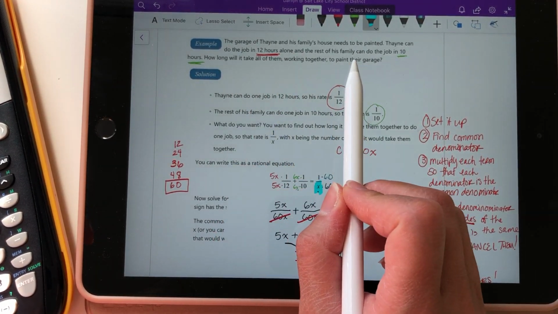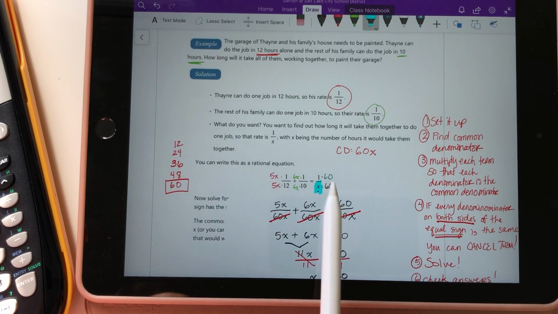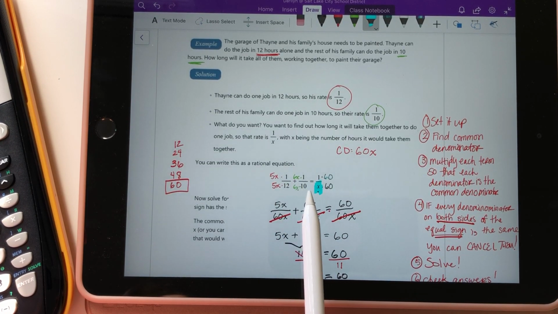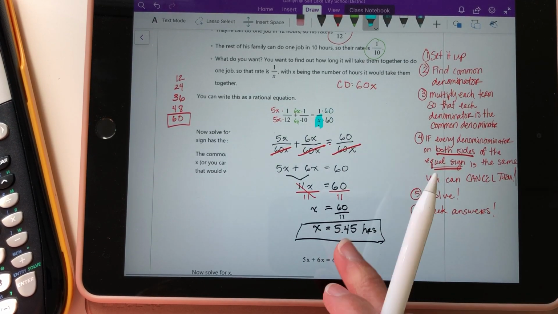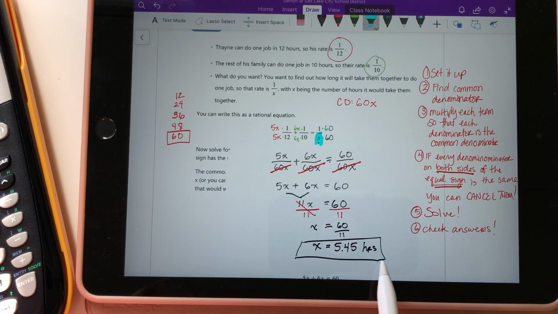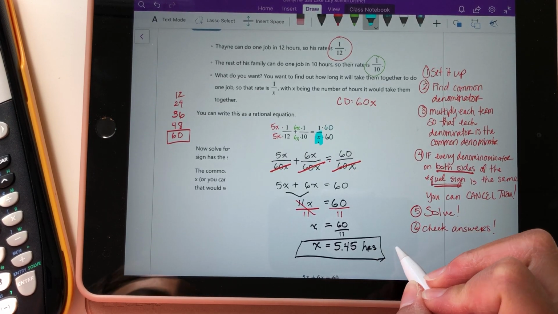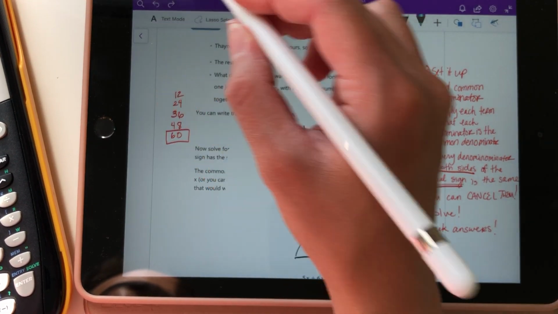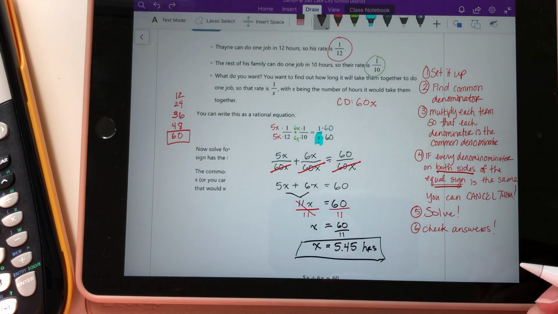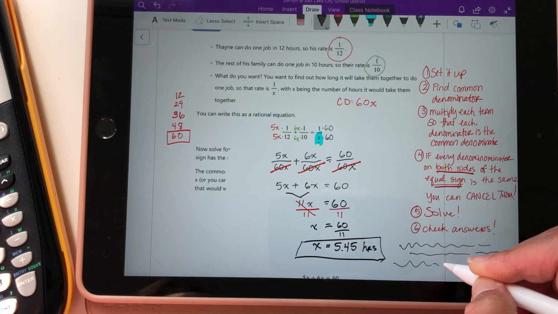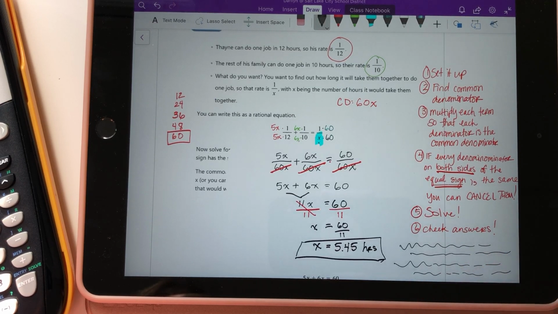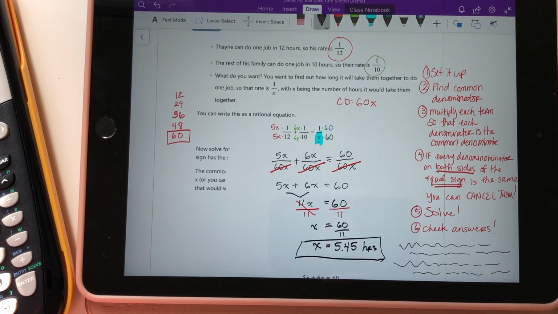So you're going to write it out. Then you're going to set it up. Set it up. 1 over 12 plus 1 over 10 equals 1 over x, like we did with Thane and his family. Then you're going to solve it. And then at the very end, you're going to write in a sentence what this means. So if I were doing that assignment, I would write, if Thane and his family worked together to paint the garage, it would take them 5.45 hours. And that would be my finishing sentence for the assignment.